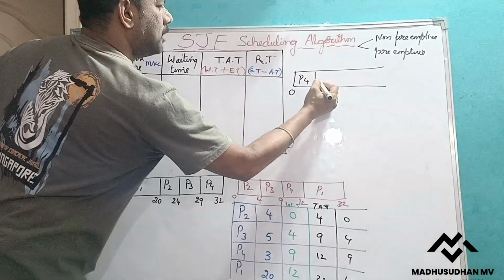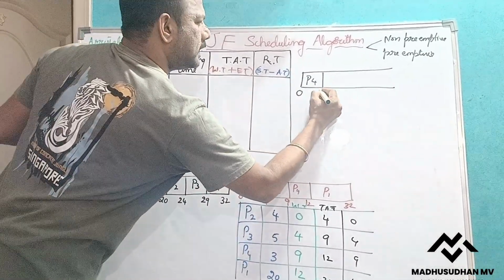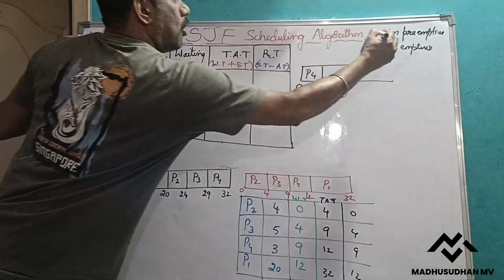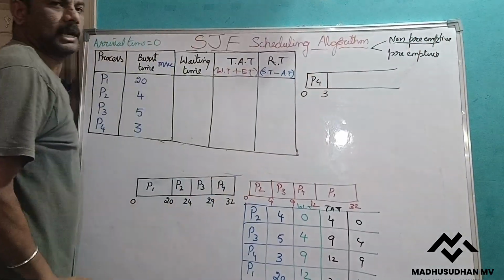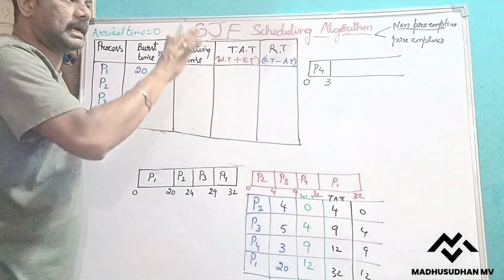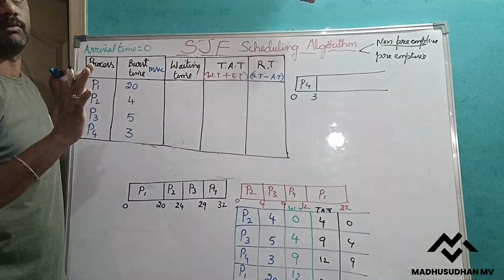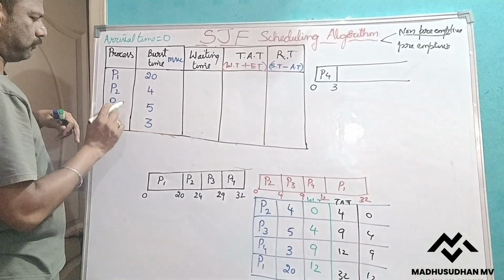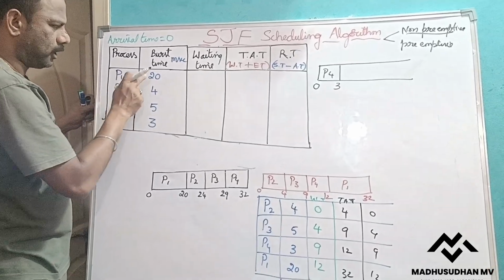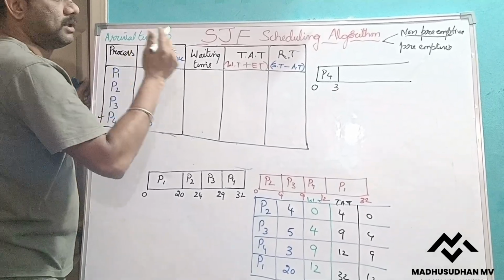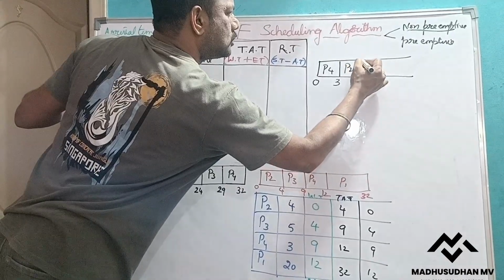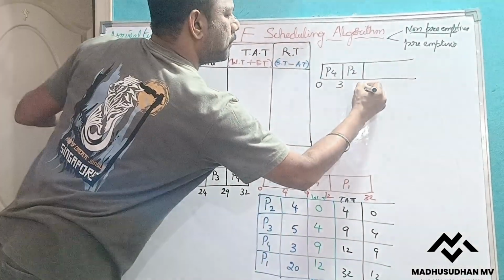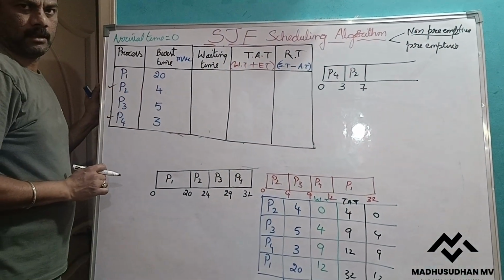P4 will take how much time? Only 3 milliseconds. 0 plus 3, 3. So P4 is done. Now I am doing non-preemptive shortest job first. That means once you start a process, we should not stop it in between until its completion. Now P4 is done. Among the remaining P1, P2, P3, which is the least? P2 requires 4 milliseconds, that is the least. So 3 plus 4, 7. Now P2 is also done.